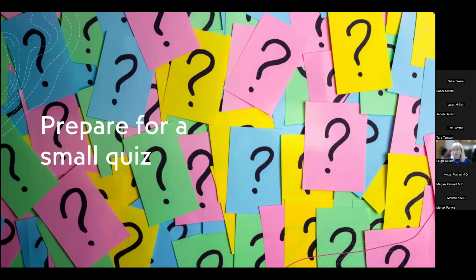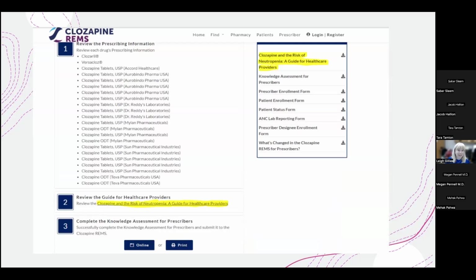Then you're going to prepare for a small quiz. This document here, Clozapine and the Risk of Neutropenia, a guide for healthcare providers, that will tell you everything you need to know. It's about a 12 to 15 page document, just telling you how to use Clozapine and what to do if your patient develops neutropenia, and then exceptions to the rules and things like that. It really doesn't take long to skim through it.